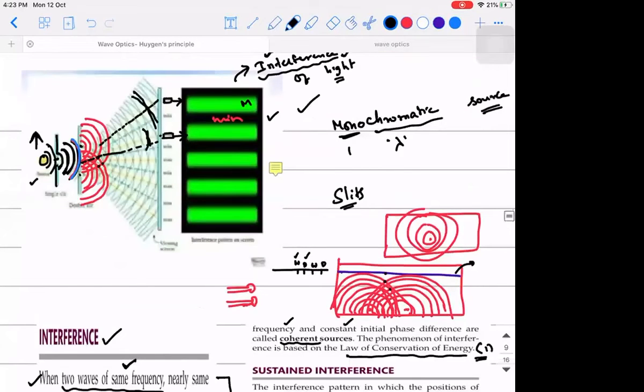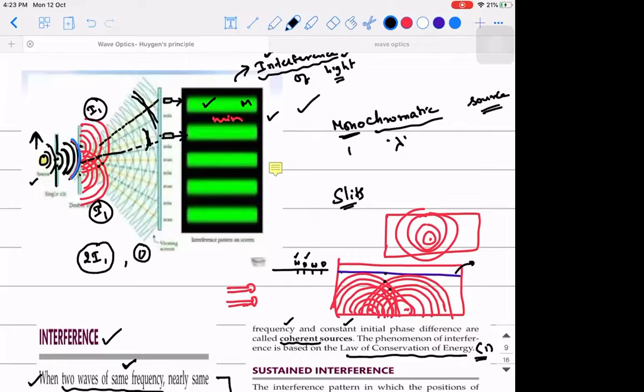initially, let's say this light had intensity I1, this light also had intensity I1. So I1 plus I1 is going to give you 2I1. So there are two operations that are possible mathematically. You can add them or subtract them. When you subtract, it is going to be 0. So if the intensity is going to get added, you are going to get a bright spot like this. If the intensity is going to get subtracted, you will get a dark spot.